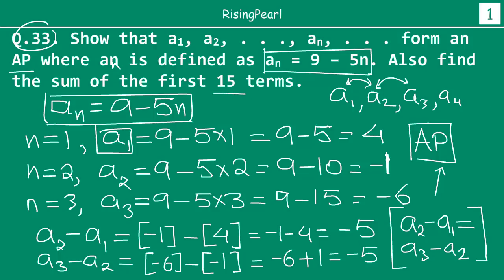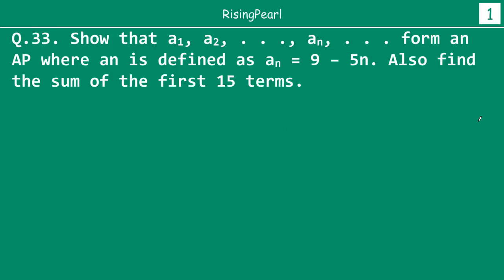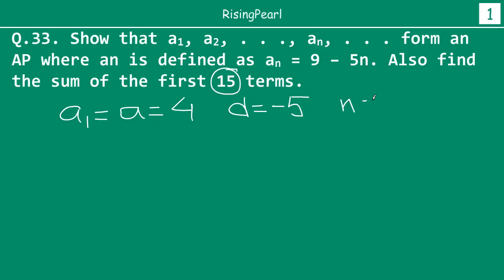So now at this point, let's see what we have. The first term is 4, right? And the common difference is minus 5. At this point, friends, this is a pretty straightforward question. Let's give ourselves more space. So our first term a is equal to 4, and our common difference d is equal to minus 5. And we have to find the sum of the first 15 terms, where n is equal to 15. So how are we going to find it?